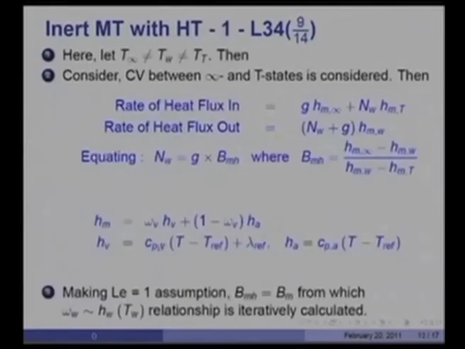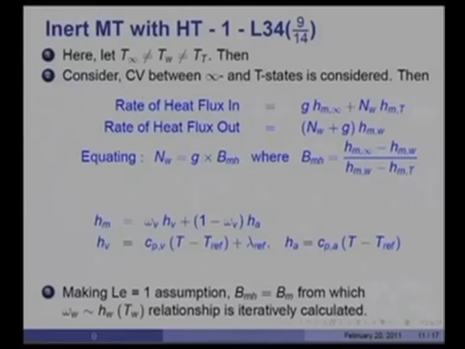Now, let us consider inert mass transfer with heat transfer. In this case, let us say the infinity state temperature is not equal to T_w and not equal to T_t. Then the control volume between infinity and t states will show that the rate of heat flux in will be G times h_m,infinity plus N_w h_m,t, and what would go out will be (N_w plus G) h_m,w. Again equating, you get N_w equal to G B_mh, where B_mh is equal to (h_m,infinity minus h_m,w) divided by (h_m,w minus h_m,t).